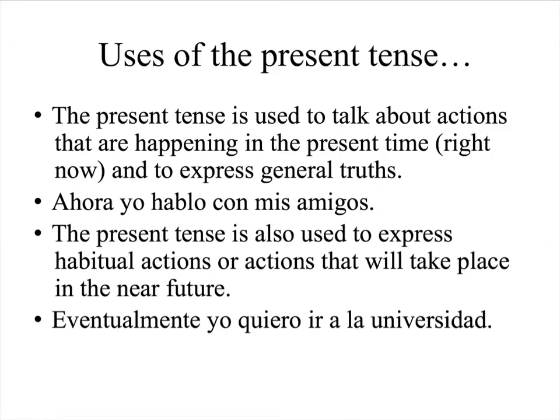The present tense is used to talk about actions that are happening in the present time, right now, and to express general truths. For example, ahora yo hablo con mis amigos. The present tense is also used to express habitual actions or actions that will take place in the near future. Eventualmente yo quiero ir a la universidad. So we're talking about something that will happen in the future.